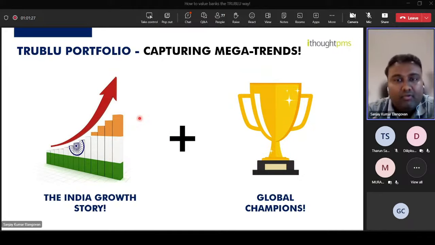So the TRUBLU portfolio captures the best of both worlds, both the India growth story and the global champions, which is our IT companies, and even EPC players like L&T. So this portfolio enables you to capture both the mega trends.